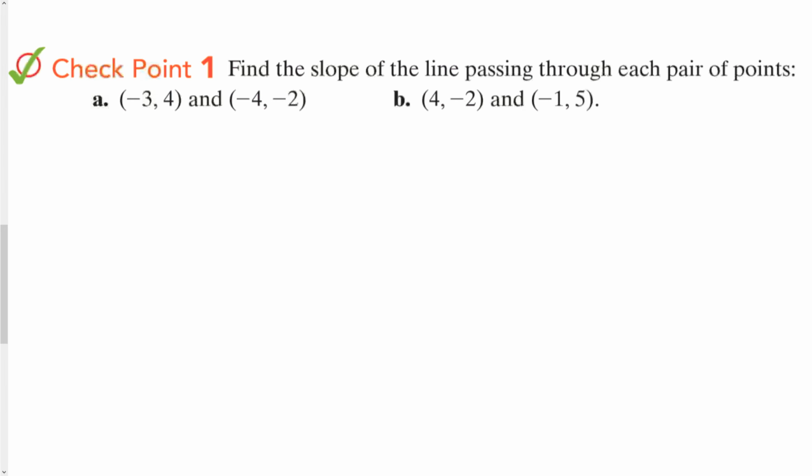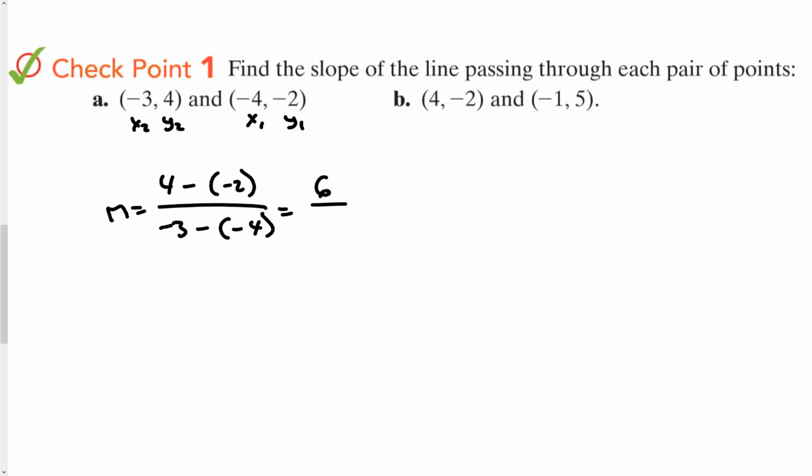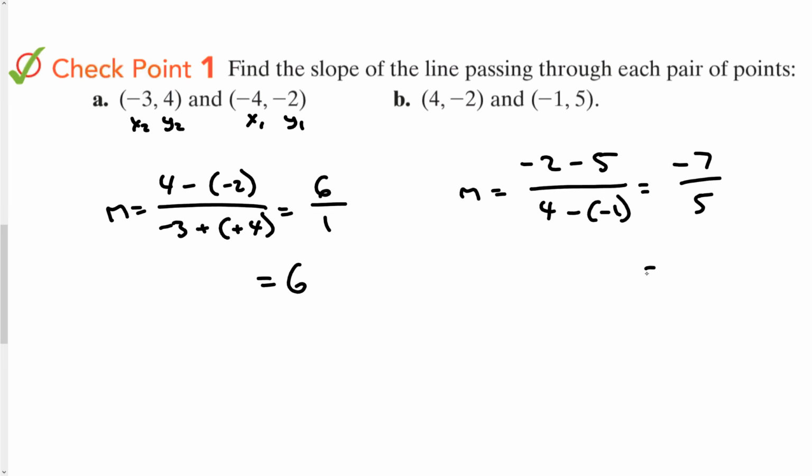Let's keep the idea that we're going to go left to right. So now if we notice that this is x1, y1, this is x2, y2. Okay, but again, it does not matter. Okay, so the slope is equal to y2 minus y1 over x2 minus x1, which gives me 6 over a positive 1, which is 6. Last one, let's call this 1, this one 2. Okay, so y2 minus y1 over x2 minus x1 is going to be negative 7 over 5. So we have negative 7/5.